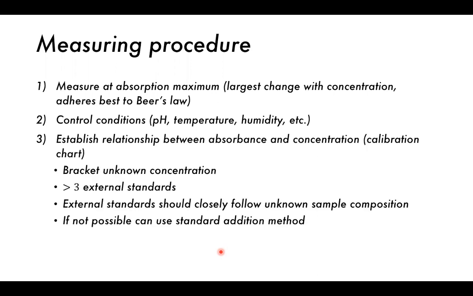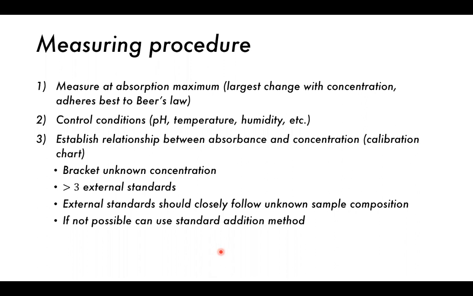Then we want to establish the relationship between absorbance and concentration. So we have to get some sort of a calibration chart. We've talked about linear regression methods before and the different calibration methods that can be used. So we want to bracket the unknown concentrations. That means we usually want to have 2 or 3 data points either side of the concentration that we're interested in. We want to have more than 3 external standards, and the external standards should closely follow the unknown sample composition. The external standards are the known concentrations that we use to create our linear regression or our calibration plot.